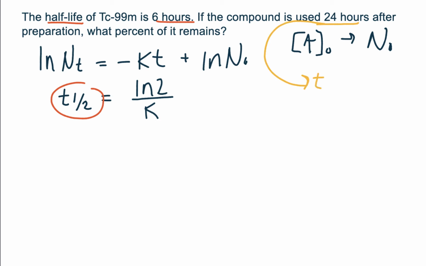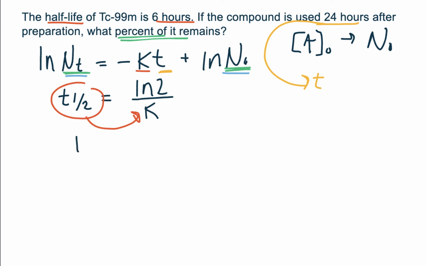We want to know what percent of it remains. So that percent is referring to the ratio of this compared to this. So that's our goal. We're given the half-life and time t. From the half-life, we can find the k and substitute that in here. We have t from here, and that means the only variables that we have left are these ones that we're interested in the ratio of. So let's start by finding k.